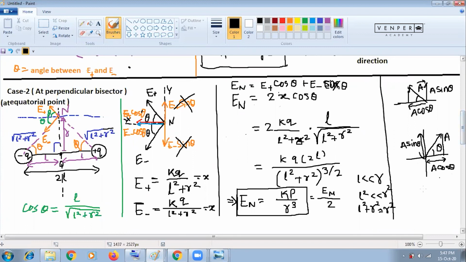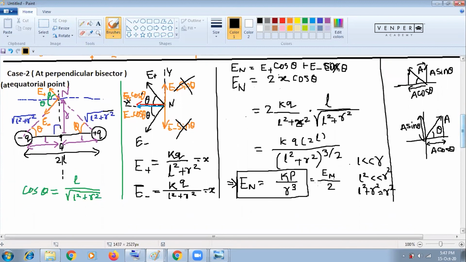Okay, and you can write also in vector format. You can write E_n vector is equal to minus of Kp, because you have to see here, your dipole moment is in this direction. So dipole moment is P vector, which is basically in the rightward direction, but net electric field is in the leftward direction. So here you see, this net electric field is coming in this direction I took. So this is the E at N.